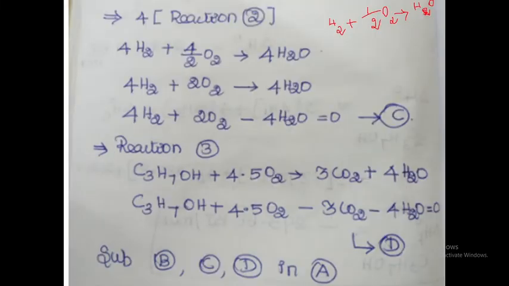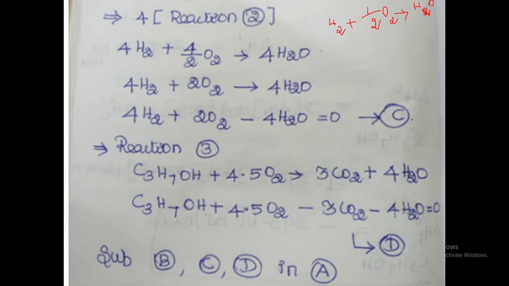Next we want to calculate 4 into reaction number 2. Which one is reaction number 2? H2 plus half O2 gives H2O. This reaction multiplied by 4. Finally we get 4H2 plus 4 by 2 O2 gives 4H2O. This 4H2O comes to this side. So the final expression is 4H2 plus 4 by 2, that is 2O2. Are you clear or not? Okay. So 4H2O comes to this side, minus 4H2O equal to 0. This is expression C. Are you clear or not?